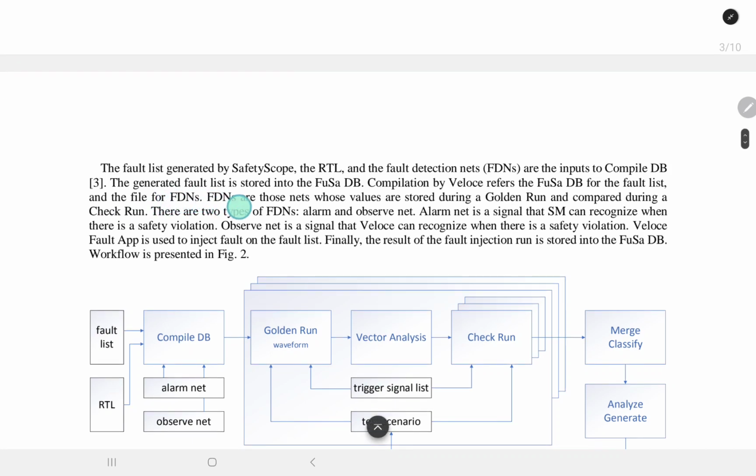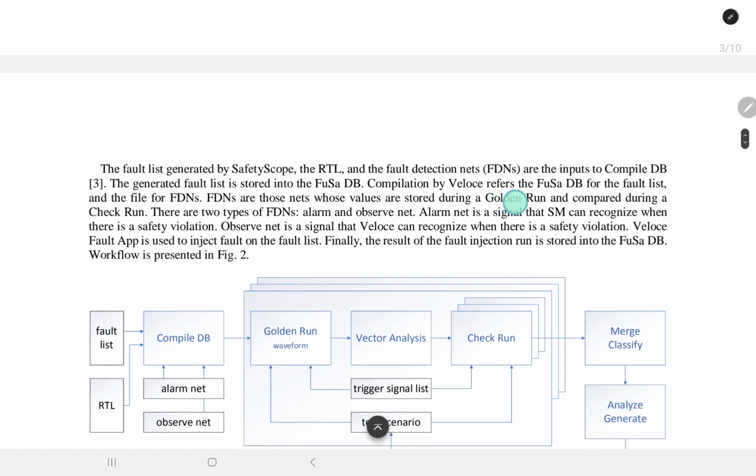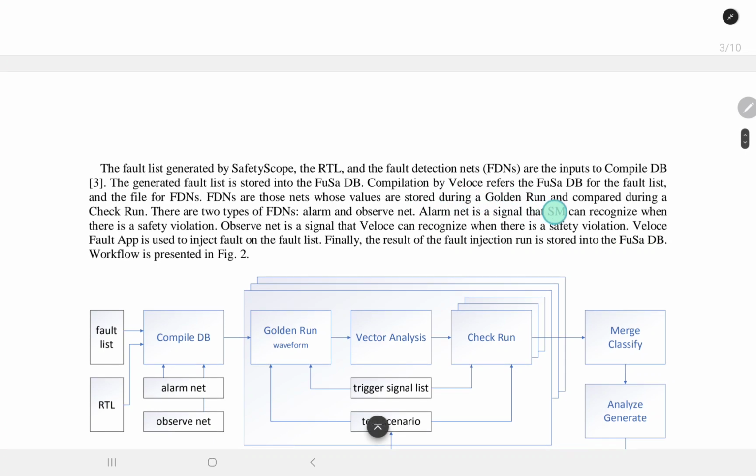There are two types of FDNs, alarm and observed net. Alarm net is a signal that a SM can recognize when there is a safety violation. Observed net is a signal that the Veloce can recognize when there is a safety violation.